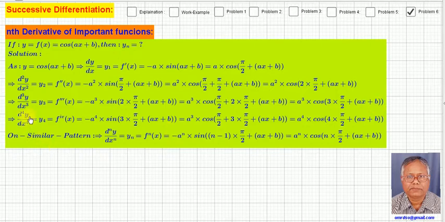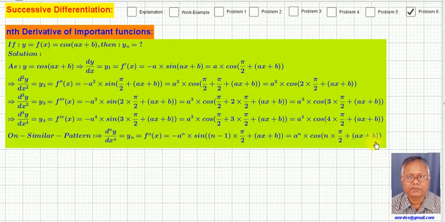Similarly, the fourth derivative will become a⁴ cos(4π/2 + ax + b). On the similar pattern, if you want the nth derivative, dⁿy/dxⁿ is equal to yn is equal to minus aⁿ sin((n−1)π/2 + ax + b). Mind it, for the fourth derivative it is 3, for the third derivative it is 2, on the similar pattern I have mentioned. Again add a π/2, you will get aⁿ cos(nπ/2 + ax + b).